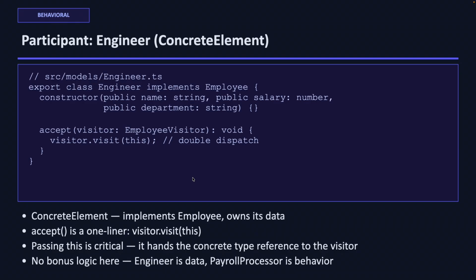When that reference reaches the visitor, it can just check the instance of manager, to see if it's that type. It's going to be false. If it does this, then it knows that it's dealing with an engineer. Engineer doesn't have any knowledge of bonus rates. It's just a passive data carrier. All the logic will be within the visitor.